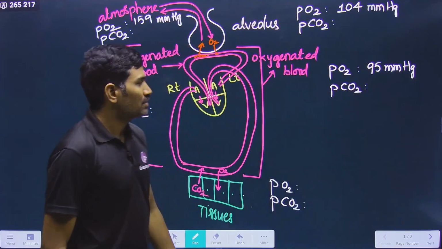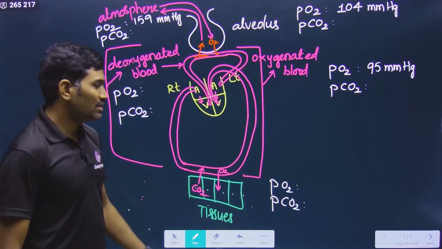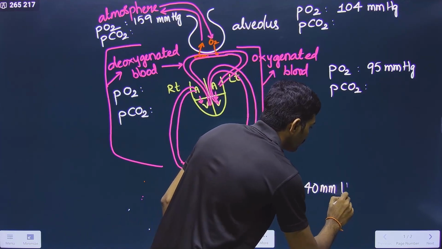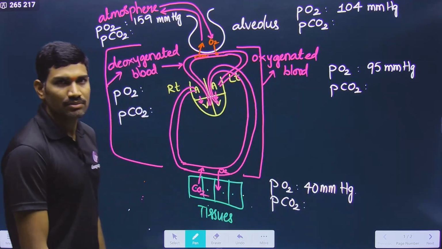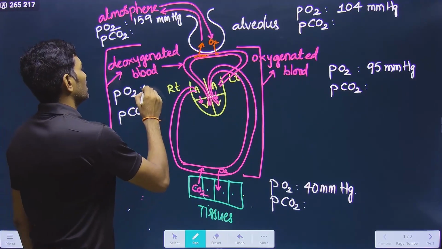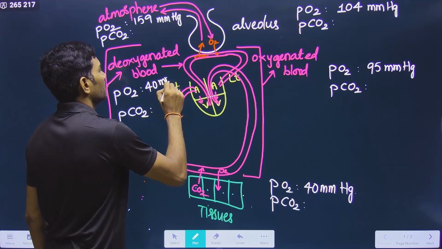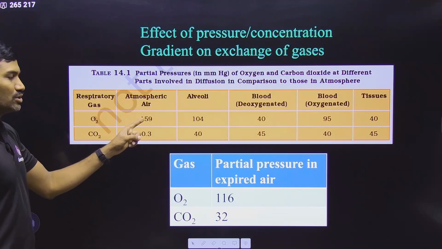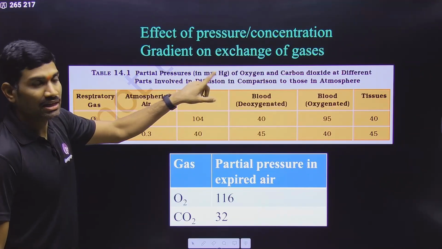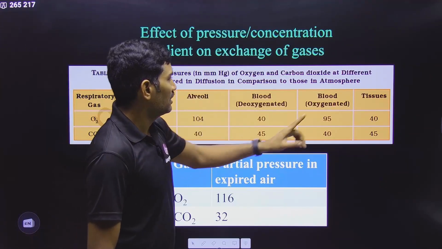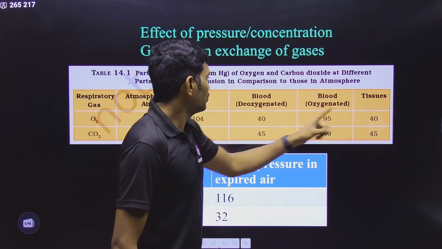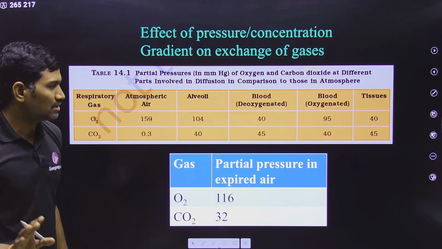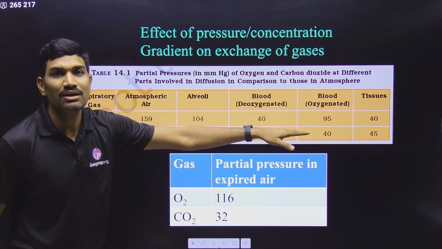But in the tissues you observe 40 mm Hg. Observed or not? Even in the deoxygenated blood we observe 40 mm mercury. Understood? This is the information they give: in the atmosphere 159 mm Hg, in the alveoli 104, in the oxygenated blood 95, in the tissues and even in the deoxygenated blood it is 40 each. This is the information they gave with respect to oxygen.